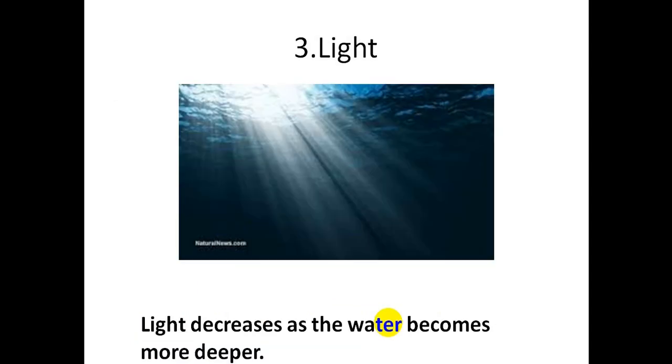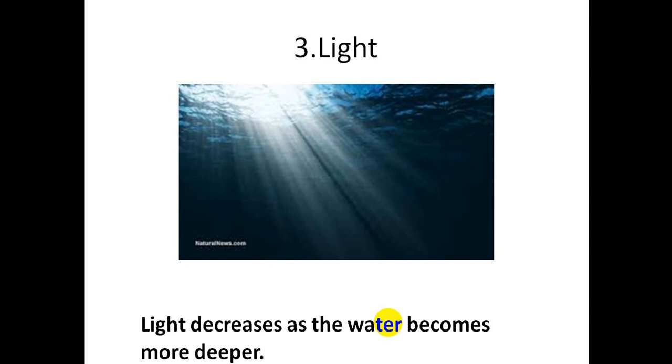So number 3, light. Light decreases as the water becomes deeper. As we said, the top layer gets more light than the bottom. As we go down in the ocean, we find that it's darker and darker, and even in some places in very deep oceans you cannot see any light. It's totally dark.